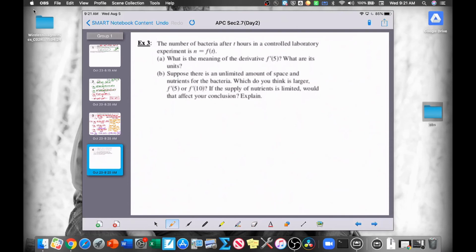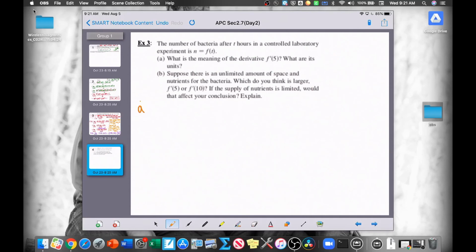Our final example doesn't actually involve any math. It just asks us to think about derivatives and what they mean. It says the number of bacteria after t hours in a controlled laboratory experiment is N equals f of t. So we have a function representing the number of bacteria after a given amount of time. Part A asks, what is the meaning of the derivative f prime of 5 and what are its units?